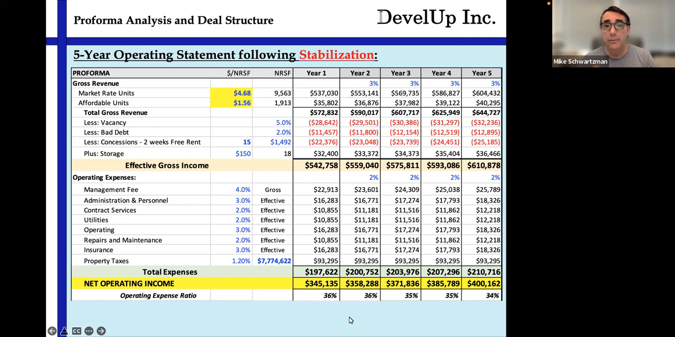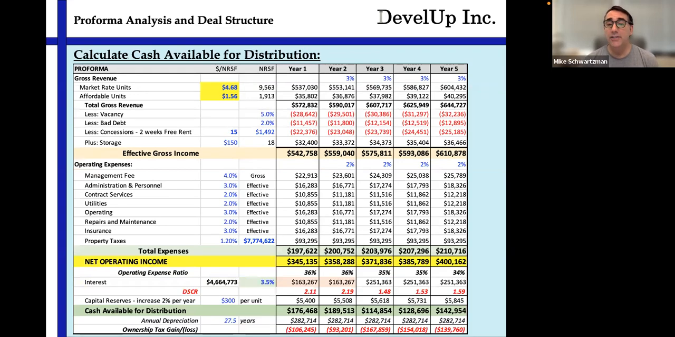There's your 5-year projected income statement. Now, cash available for distribution. We've worked through the top of this pro forma statement. We got to net operating income and operating expense ratio. Let's say on this building, we had $4.7 million rounded of debt. Let's say we're able to get that for a 3.5% interest rate with a bank for permanent financing.